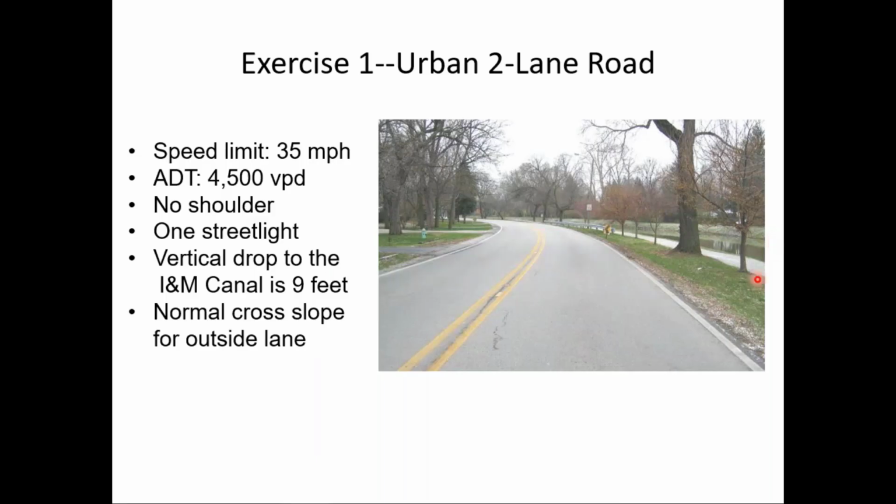Speed limit on this street is 35 miles per hour. The ADT is 4,500 vehicles per day. You can see, it says there's no shoulder, but you can see there's maybe a foot or a foot and a half of kind of stone or grass shoulder. There is one street light right here, and you might be able to see kind of a knee-high chevron right about here.